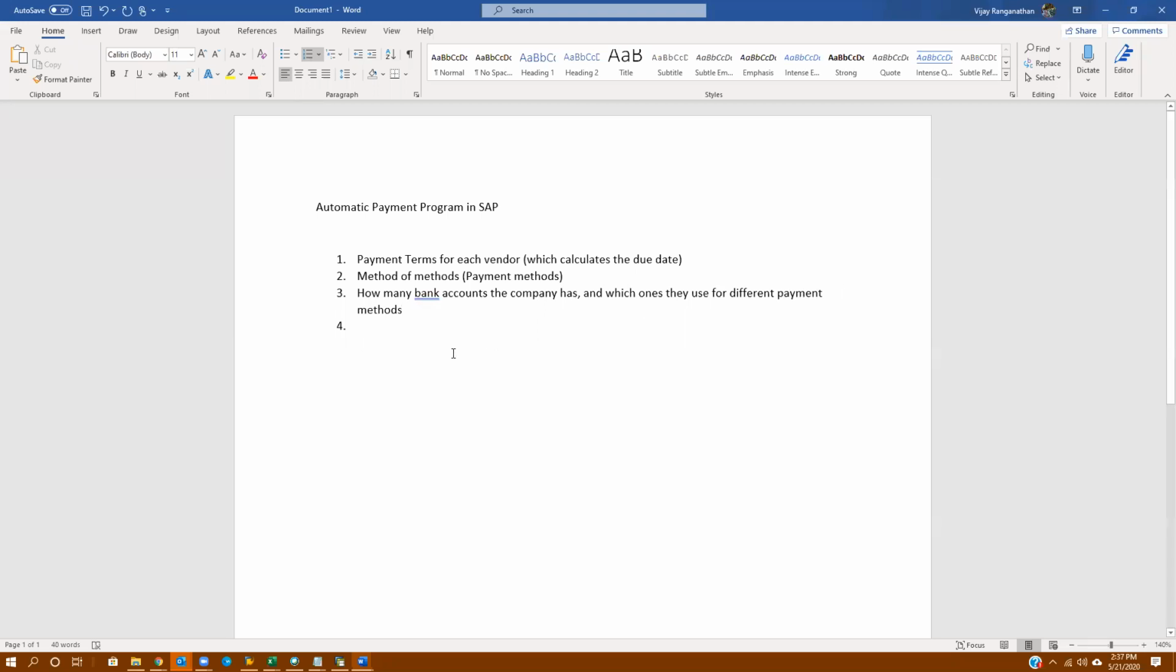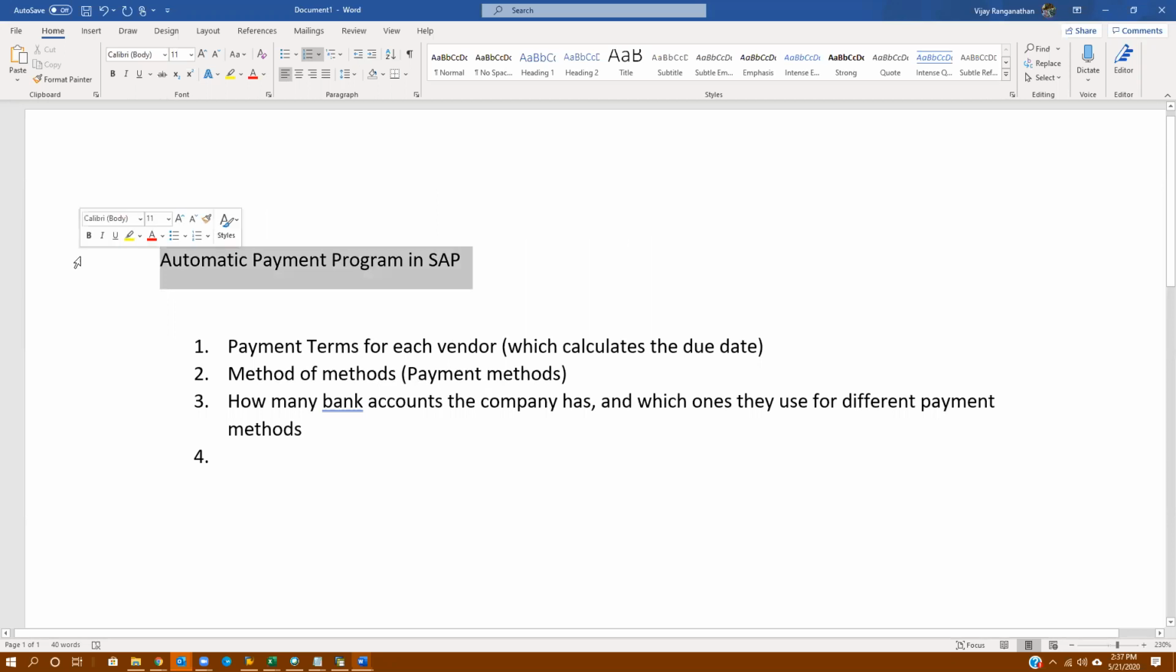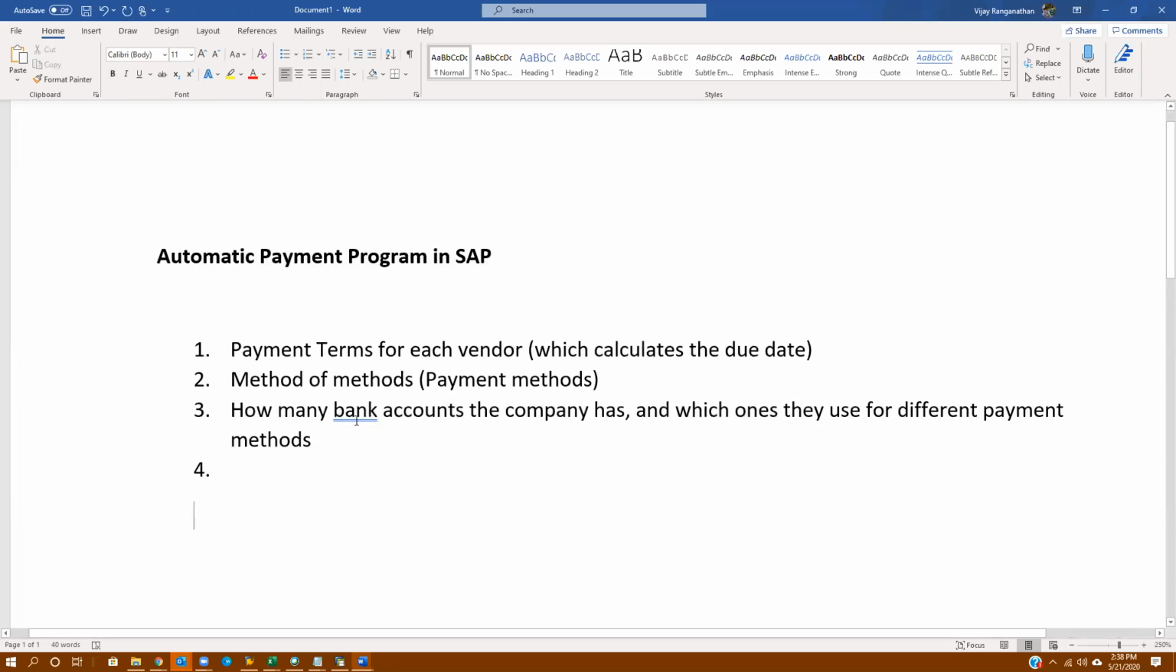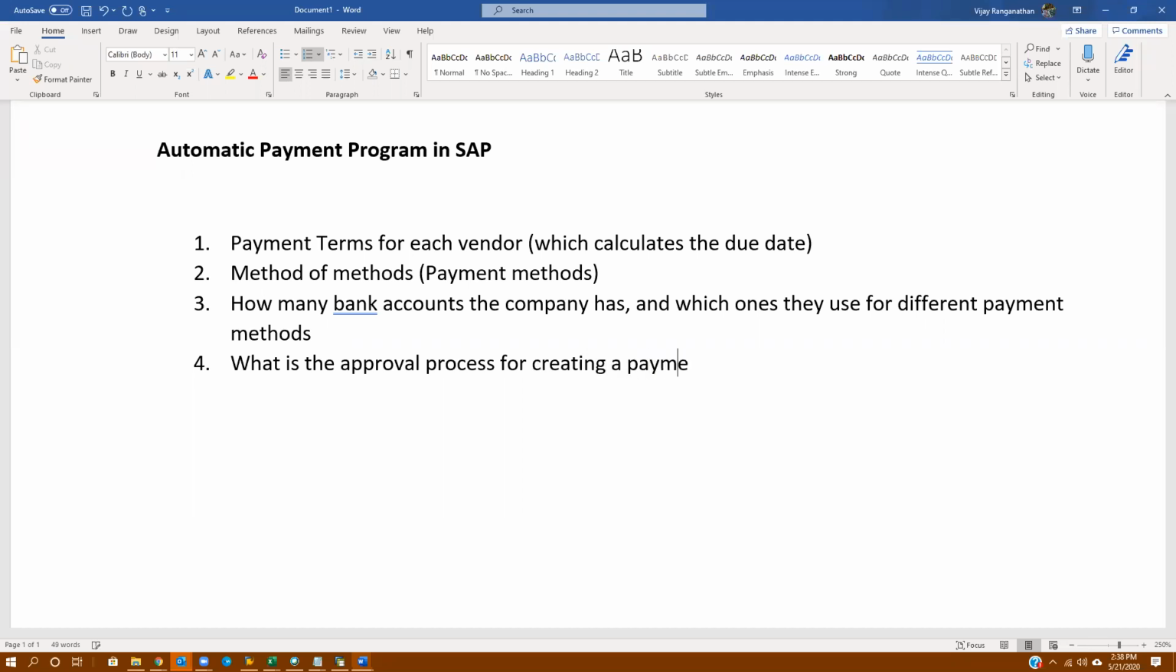I'm going to load this. All right, good. And then workflow. Why? Because when we are configuring, don't we take who has to authorize approval? What's the approval process for creating a payment proposal, and subsequently running payment, initiating payment?